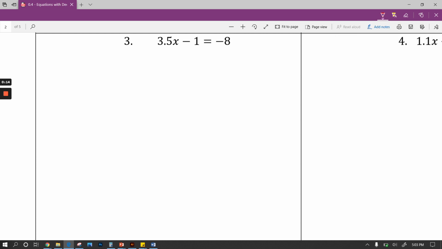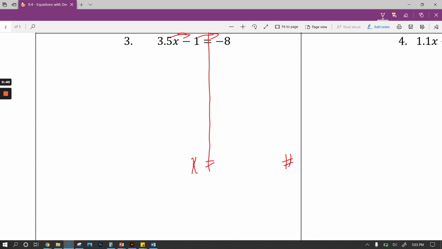The first thing that we need to think about when we're solving an equation is what is our objective? And our objective, always when we're solving equations, is to isolate x, which means we're going to get x by itself. All of the numbers need to go on the right side, which means that this 1 is in the wrong place and this 3.5 is in the wrong place.